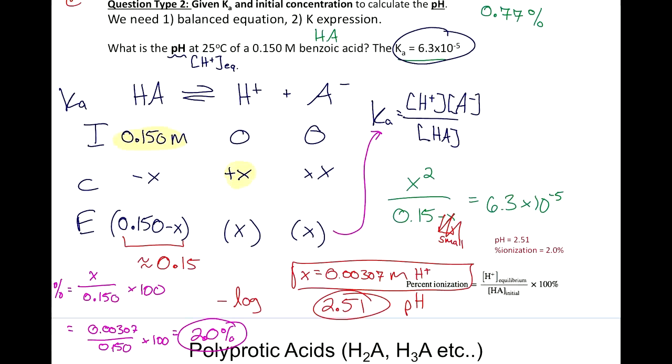That's a really small number. And so that's why this approximation works, where we get rid of the minus x on the denominator, because that minus x is only worth about 2% of the overall 0.15 molarity that we see. If you remember the rules of when to use an approximation, usually the percentage you were looking for was 5%. You don't want your minus or plus x to be more than 5% of the number you're subtracting from, and so percent ionization helps us calculate that here.